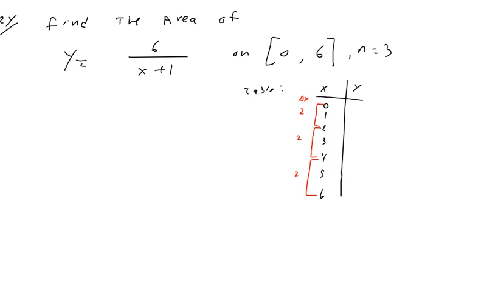And now for the edges, I just need to plug in all these values into my function. Plug these in, get your table, and get your values. Of 0, right, well, that's going to be 6. F of 1, that's going to be a 3. 2 is going to be a 2. 3 is going to be 6 over 4, which is going to be 3 over 2. 4 is going to be 6 over 5. 5 is going to be a 1. 6 is going to be a 6 over 7. And now all of these are my F values.